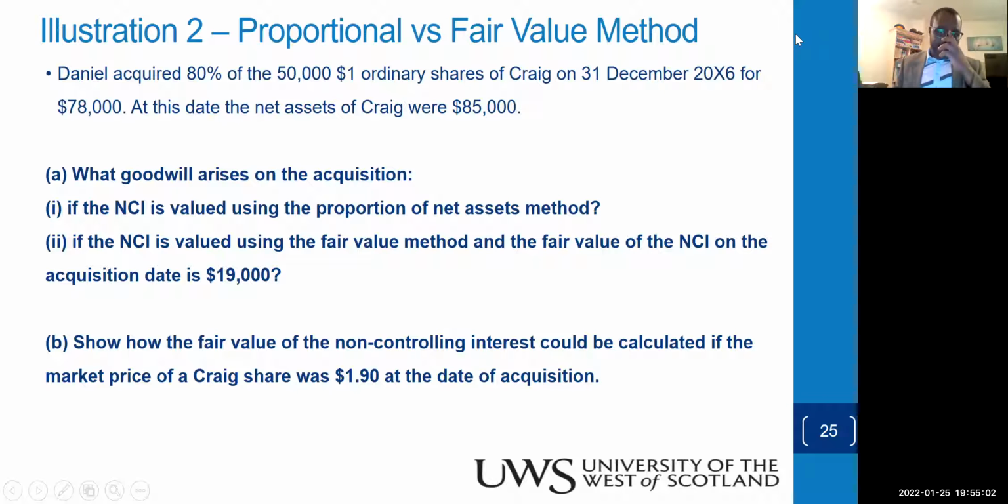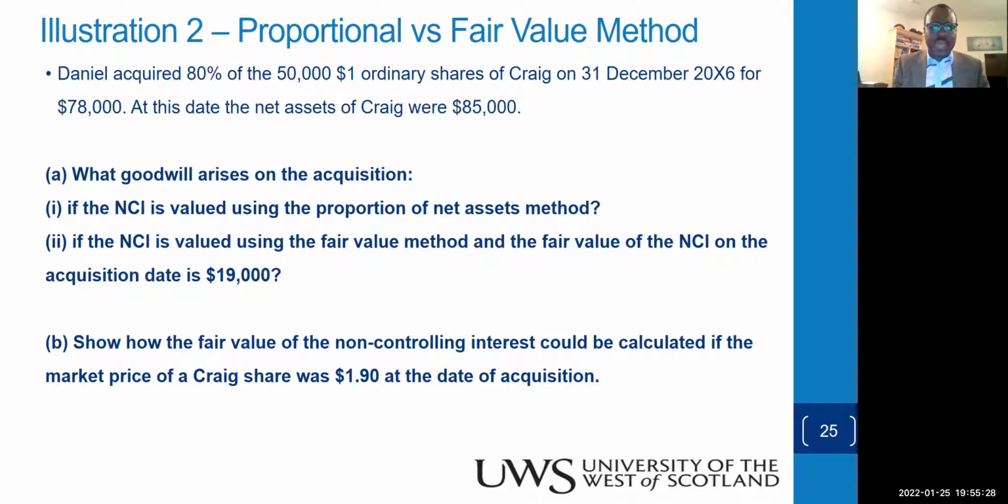Let's take this simple example: NCI valuation, using the fair value and using the proportion of net assets method. We've looked at this in the computation of the goodwill, but let's revisit this. Sometimes it confuses us. But in the question or in an exam, you'll be clearly given one scenario, not both, else you may end up confusing yourself.